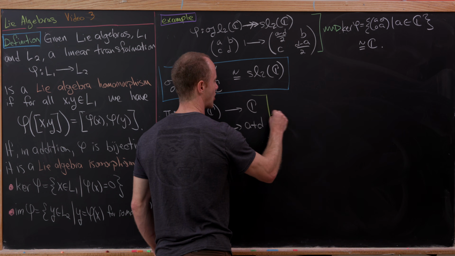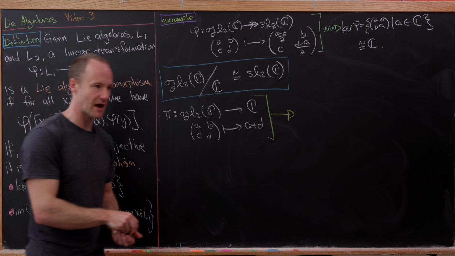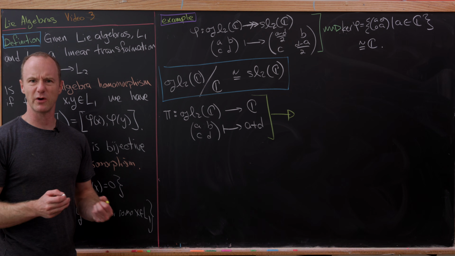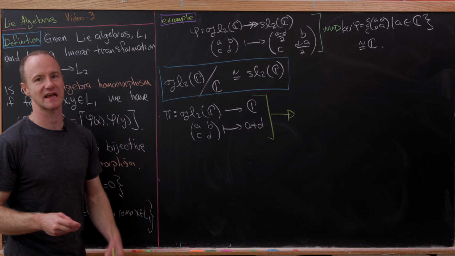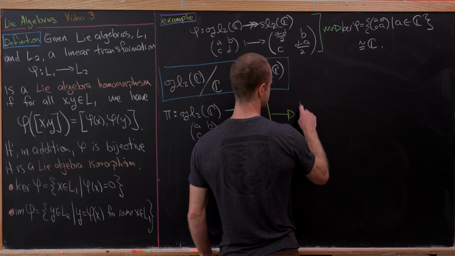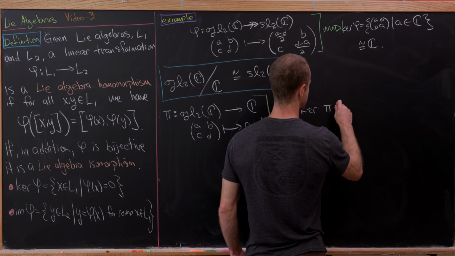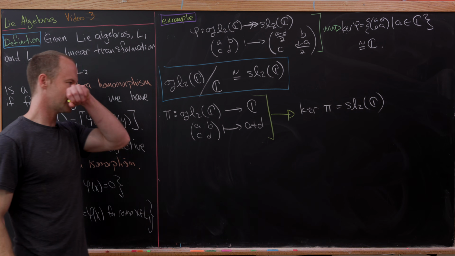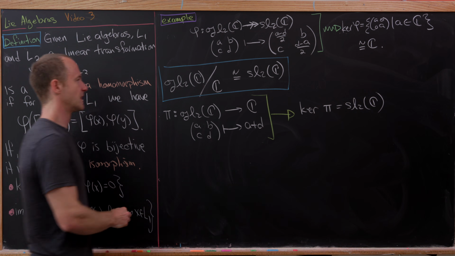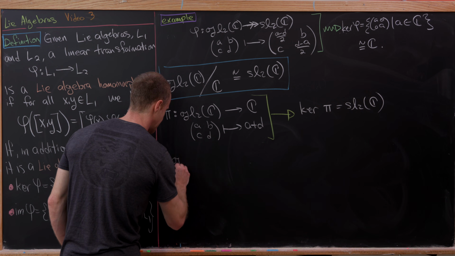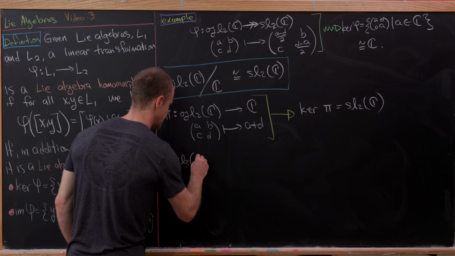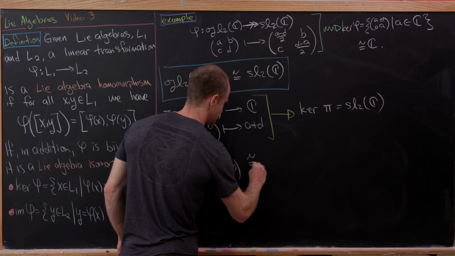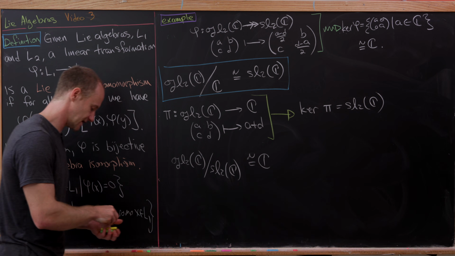But then what's the kernel? Well, notice the kernel is going to be everything that gets mapped to 0, which is everything with trace 0. We had a name for things with trace 0, and that was SL2. So that means the kernel of pi is simply SL2C. Furthermore, this is onto for sure. So then we can apply the first isomorphism theorem, and we'll see that GL2C mod SL2C is in fact just isomorphic to C.